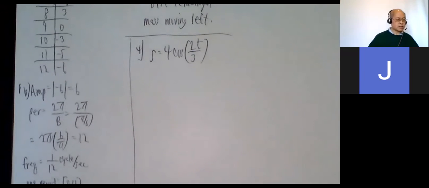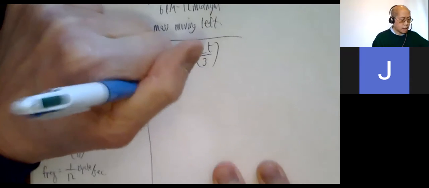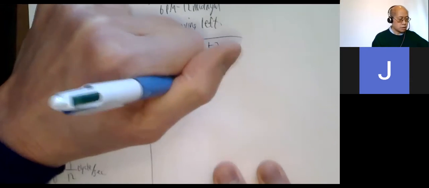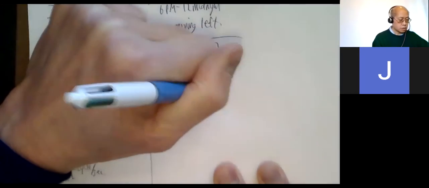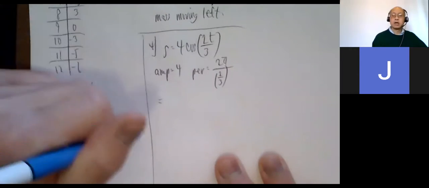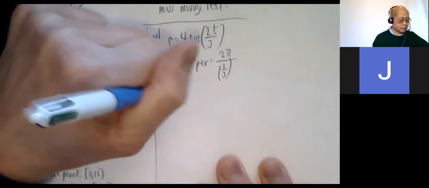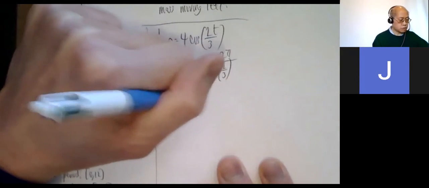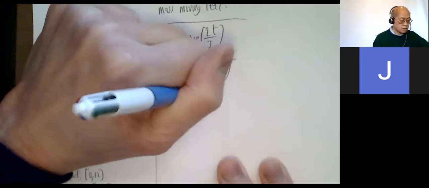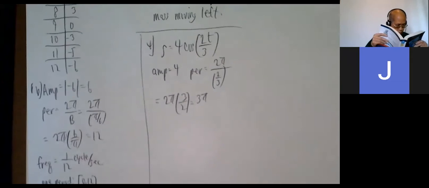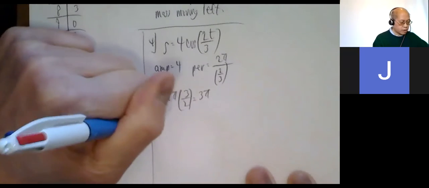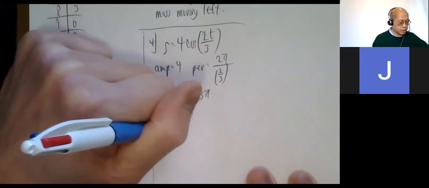To answer all these questions, let me just analyze it. Amplitude is 4. Period is 2 pi divided by b, so 2 pi divided by 2/3. If you divide by 2/3, you multiply by 3/2. So 2 pi times 3 over 2 and cancel the 2's. 3 pi is 1 period. So part A, amplitude we got, period we got. Frequency is 1 over the period, 1 over 3 pi.